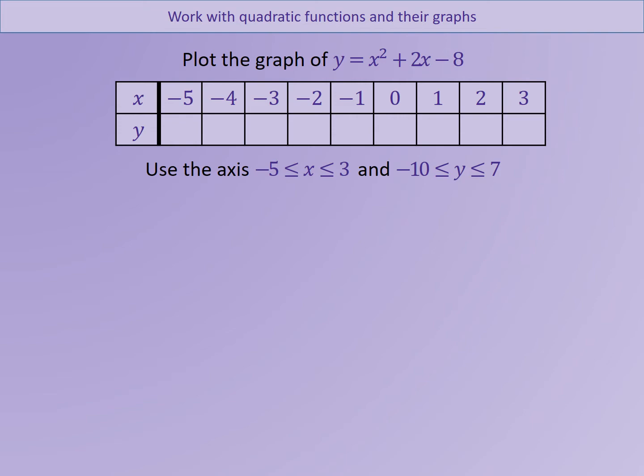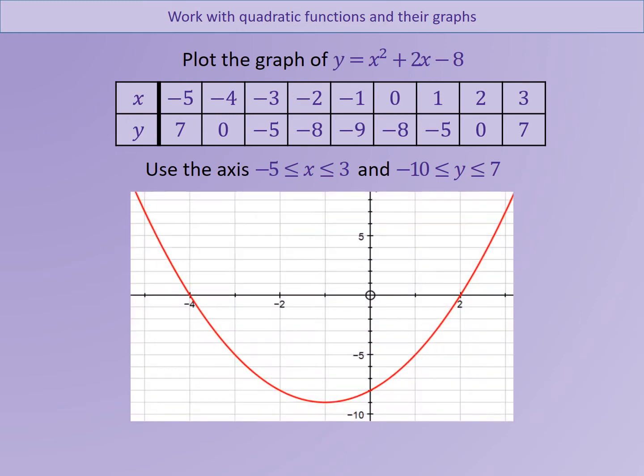Okay, good. And if you have found those values correctly, you should find that they look like that. So we've got that symmetry that we often see with quadratics. This is what the curve looks like.